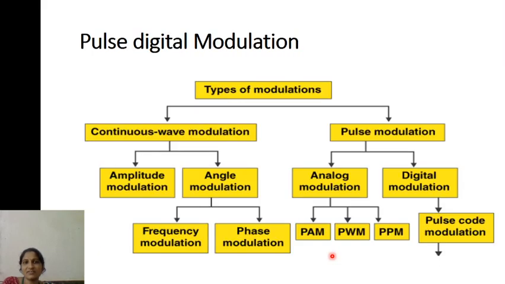So overall, we have discussed these different types of modulations. In that, continuous modulation and pulse modulation are there. Under continuous modulation, we have discussed amplitude modulation, frequency modulation, and phase modulation. Under pulse modulation, we have discussed pulse amplitude modulation, pulse width modulation, and pulse position modulation. And under digital modulation, we have discussed pulse code modulation. So these are the different types of modulation.